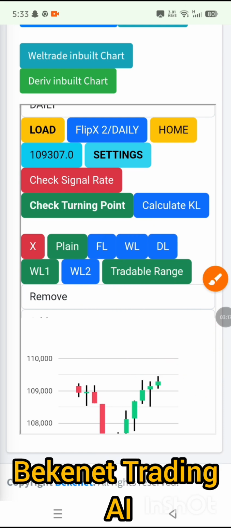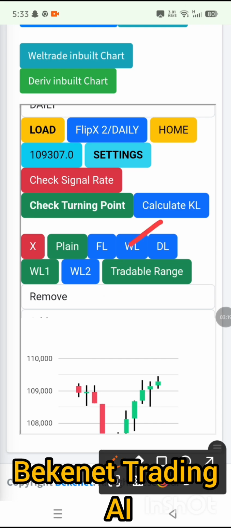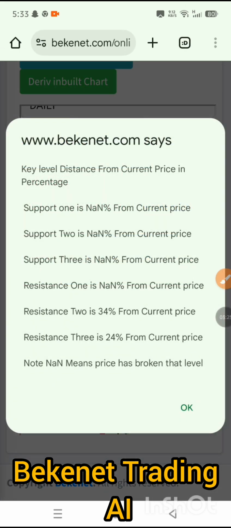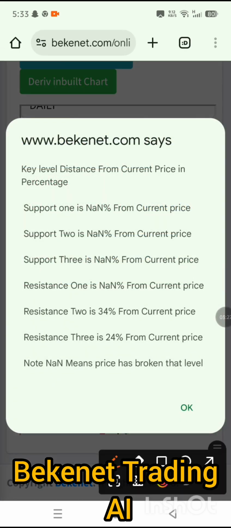So I'm going to start with what? WL, which is this. What am I looking for? I want to see if the number is less than 80. I come here. As you can see, when you see NA, please take note. This thing is not hard. When you see NA, it means that price has broken this level. Price has passed it, so it's not going to calculate it again.